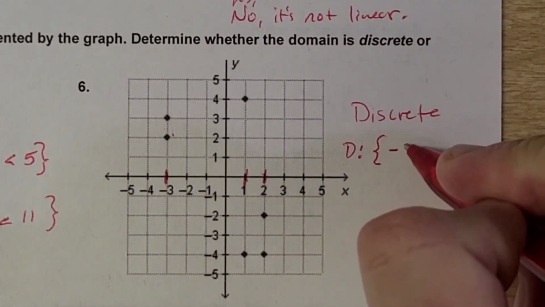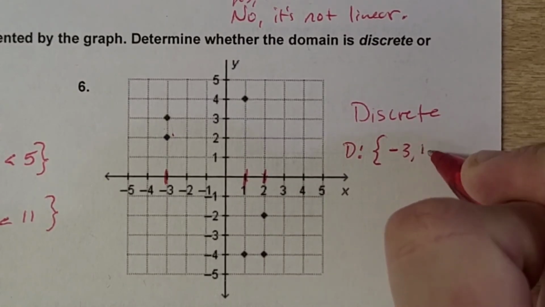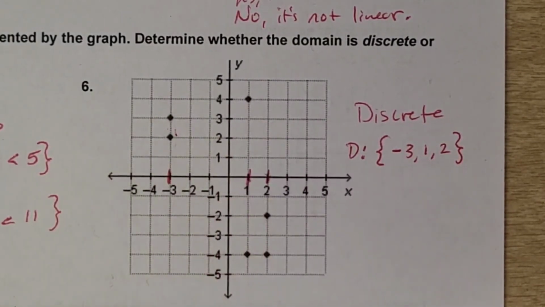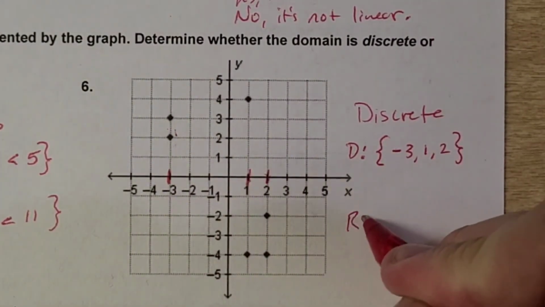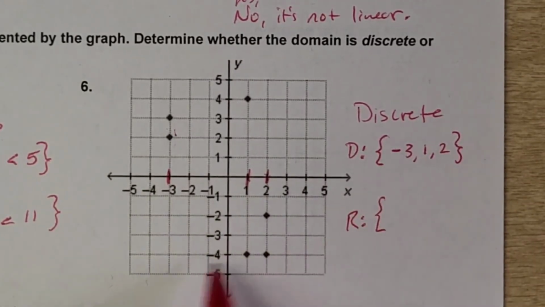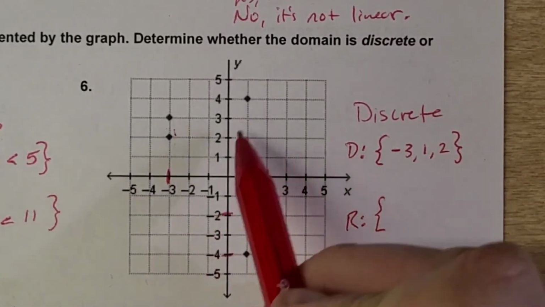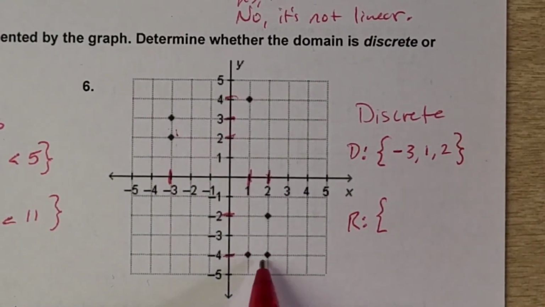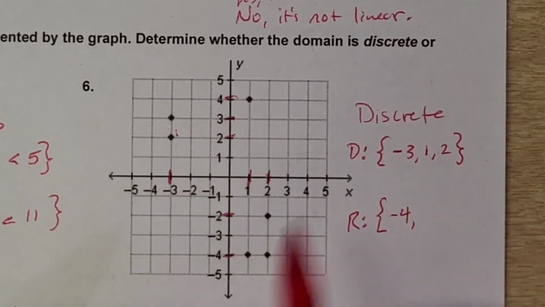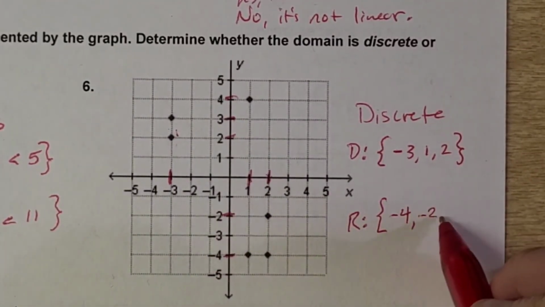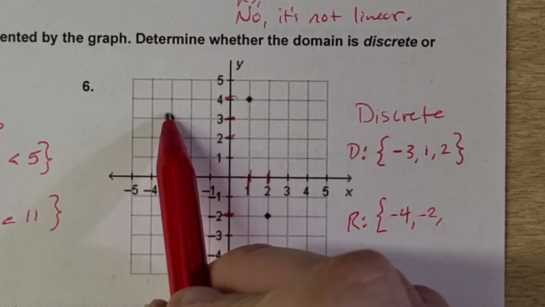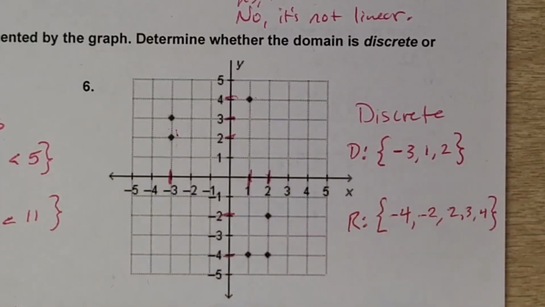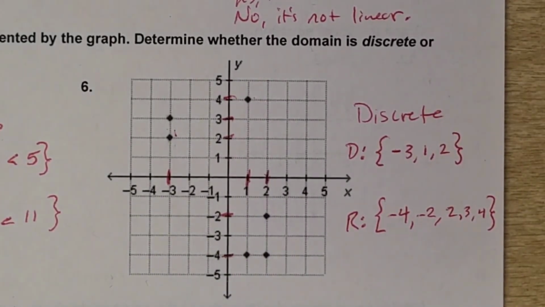So my domain here is -3, 1, 2, because those are the 3 different places where I have points line up on the x-axis. Now for my range, I'd do the exact same thing, but I'd see where they line up on the y-axis. And here, looks like I've got a few more y values. So these line up at -4 on the y-axis. This point is at -2 on the y-axis. And we have +2, +3, +4. So 2, 3, 4. Notice I wrote them in order from least to greatest.